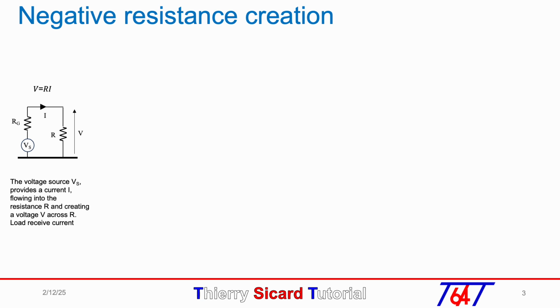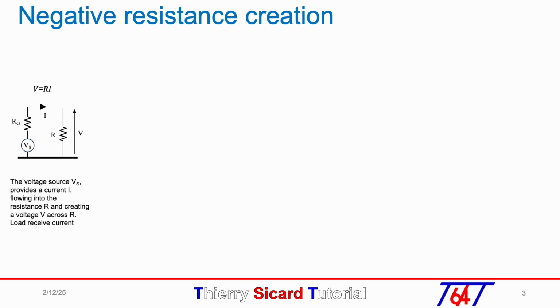First of all, I will start with the resistor definition and conventions. If we connect the resistor R to a voltage source of impedance Rg, this source will provide a current I flowing in the resistance R and creating the voltage V across R. In other terms, the resistor is a load absorbing current.